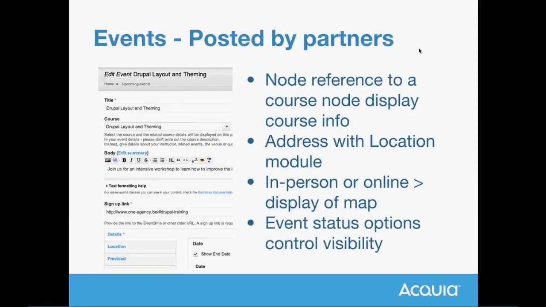Then we have event status options. So when the partner is actually creating the node, they can set the status of the event. So we have a draft event, which is not visible to anybody. We have canceled events, which are as well not visible. And then we have tentative events, which are events that are probably going to happen. And finally, we have confirmed events.